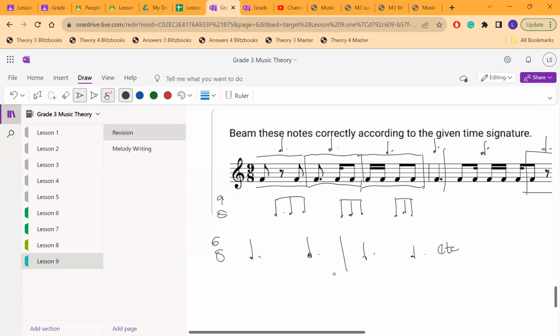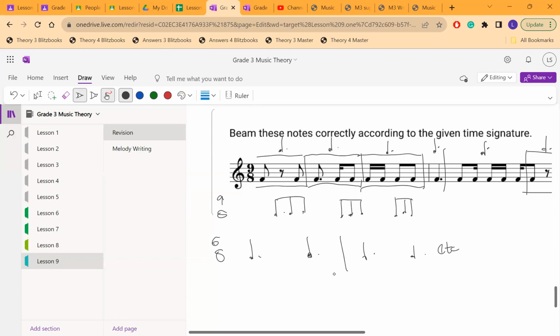That's how 9/8 works. In 6/8, 1, 2, 3, 1, 2, 3, we still have the 3 quavers, but 1, 2, 1, 2, 1, 2. 2 strong beats in 6/8, 3 strong beats in 9/8. That's why 6/8 is called compound duple and 9/8 is called compound triple.